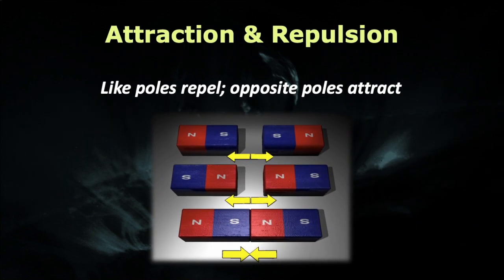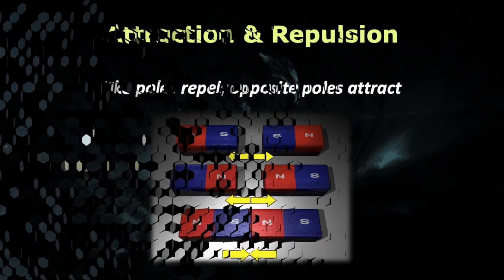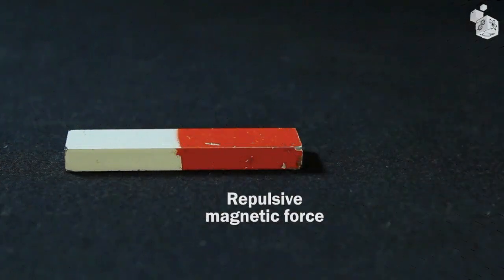Like electric force, magnetic force can be attracting or repelling. The basic rule governing the magnetic force is: like poles repel, opposite poles attract. Let's watch a video about how magnetic poles repel and attract each other.